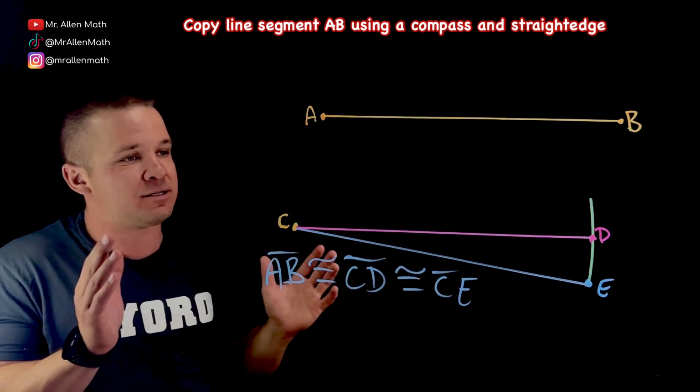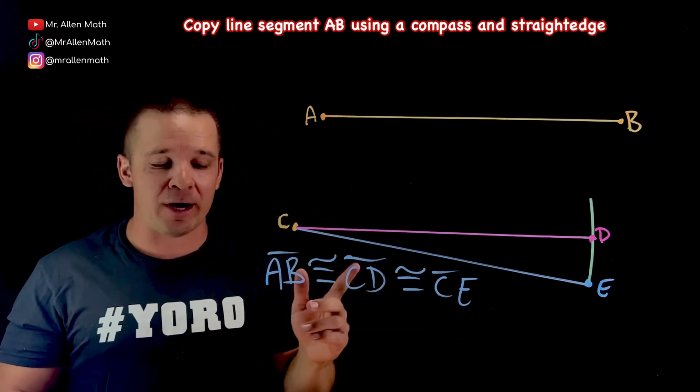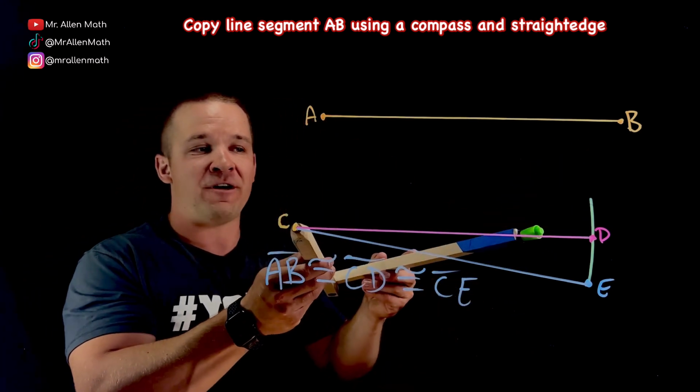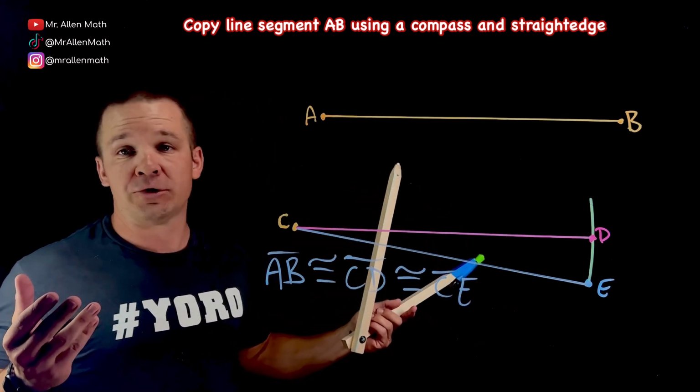So that's awesome, man. Maybe a little more than we need to know with copying our segments, but there we go. Open up your compass to the size segment that you want, find that point, scribe your arc, connect it to a point on that arc. Those are the steps.